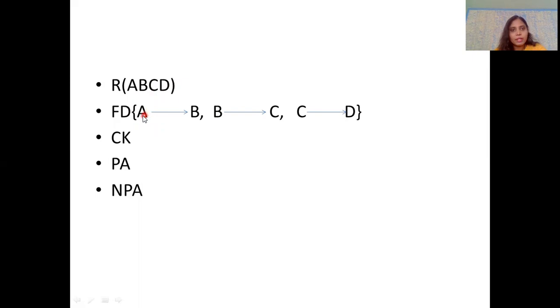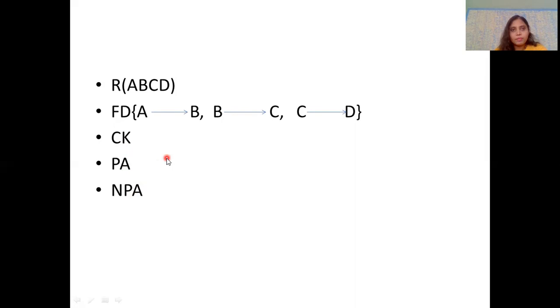The first functional dependency says like this: A is determining B, or we can tell that B is determined by A. Second functional dependency, B is determining C, or C is determined by B. Third functional dependency, C is determining D, or we can tell that D is determined by C. So these are the relations that are present between these attributes. By using these functional dependencies, we will have to find the candidate keys, prime attributes and non-prime attributes.